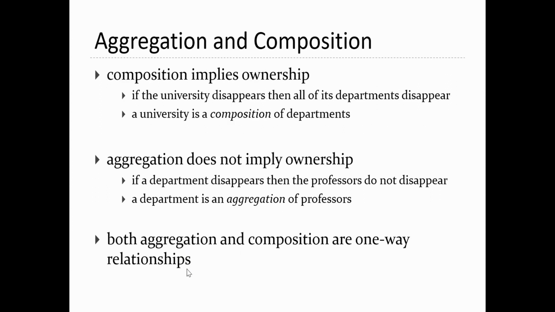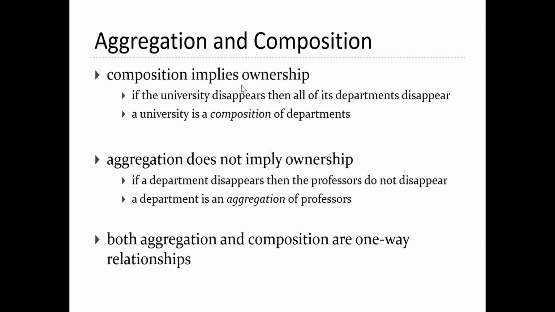The only difference that you can claim between aggregation and association is that aggregation is supposed to be a one-way relationship. So the whole is made up of the parts, but the parts are not made up of the whole. Whereas in association, you can have two objects that both have a reference to one another. So that's the only real difference. There's only a very slight difference between association and aggregation.